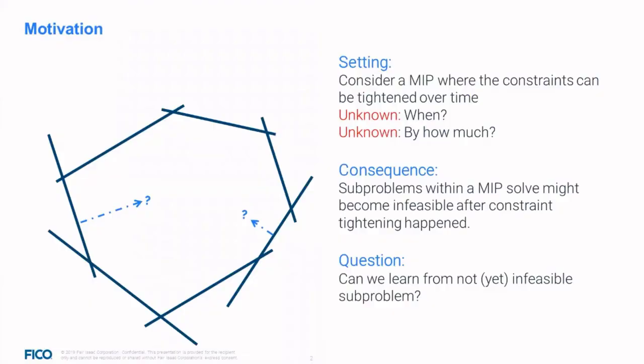As a motivation for this talk, consider the following situation. You solve a mixed integer program, but during the course of the solution process, constraints might be tightened. Only tightened, never loosened. Hence, it might be that subproblems become infeasible after they have been processed. The question that we were asking ourselves is, how can we extend conflict learning from the case of learning from an infeasible subproblem to the case of learning from a feasible subproblem, under the assumption that it might become infeasible later?